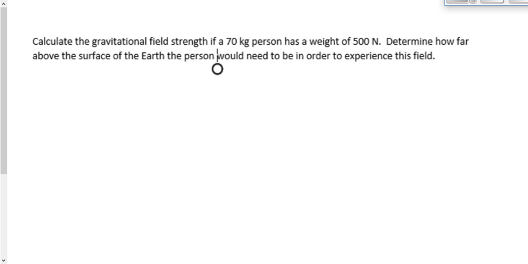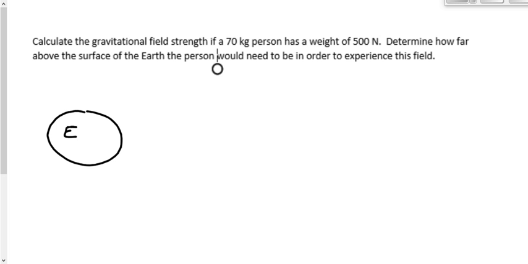Here's another question for you. This one says, calculate the gravitational field strength if a 70 kilogram person has a weight of 500 newtons. Determine how far above the surface of the Earth a person would need to be in order to experience this field. So this question in particular, I think it's a little bit tricky as to what we're going to use where. Let's draw a little picture to maybe help us to visualize this a little bit.